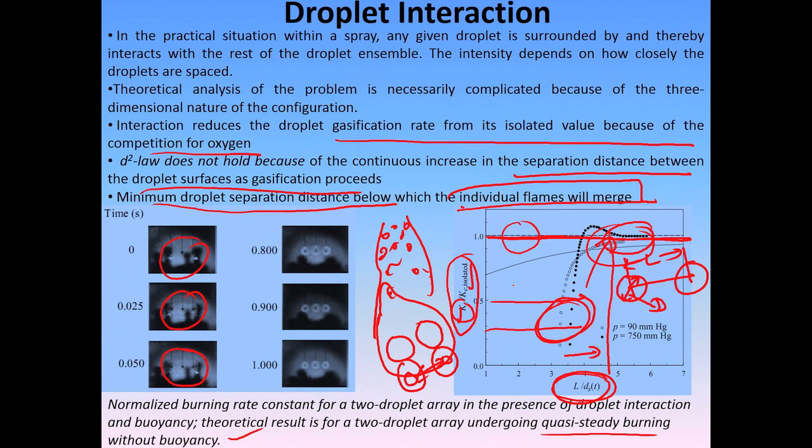So, this is important: the d square law does not hold, interaction reduces the gasification rate, and there is a minimum droplet separation distance below which you cannot identify the two flames separately. The two flames gradually demerge as you increase the L by D ratio, depending on the diameter and the separation distance of the two droplets. We will see in the next class what happens for the rest of the droplet scenarios.